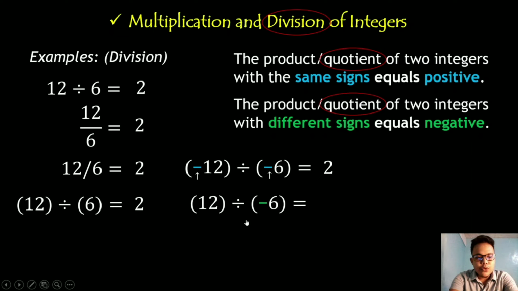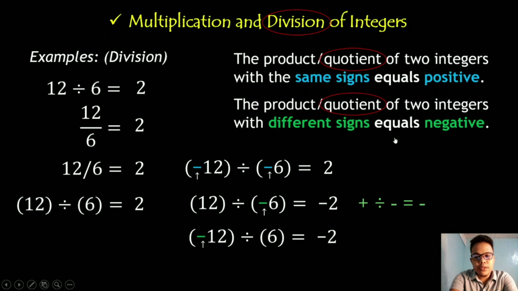Makikita natin na magkaiba yung signs ng dalawang integers. Kaya ang na-obtain natin na quotient is negative 2. Pareho lang din ang magiging sagot natin kung yung given integers are negative 12 and 6. Ang quotient na ma-obtain natin is still a negative integer, which is negative 2. Lagi mo lang tatandaan na kapag nagdi-divide ng different signs, the quotient is always negative. In other words, positive divided by negative equals negative, or negative divided by positive is also equal to a negative integer.